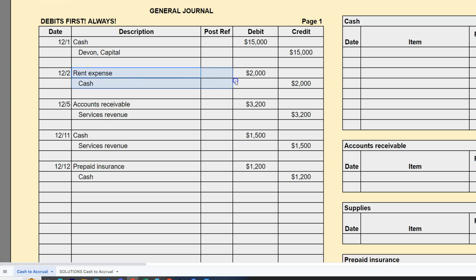So just to kind of compare it to the rent one that we just did, both times we were spending money on something. For this scenario, we were paying rent for the current month, so we expensed it right away. For the second one, we had a future economic benefit, right? This is a future value to us, so we made it an asset, prepaid insurance.